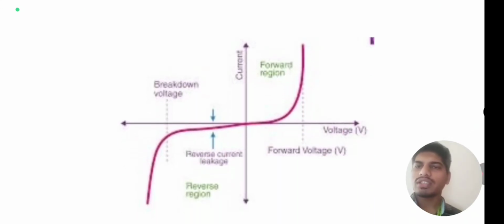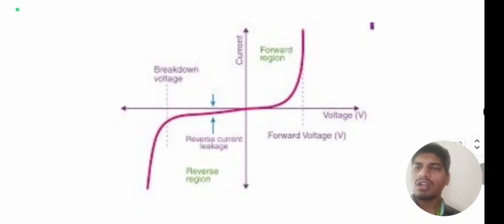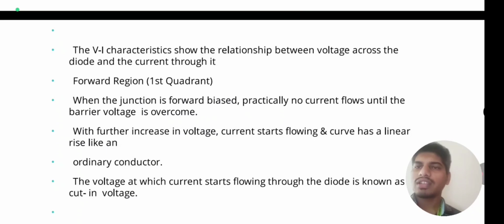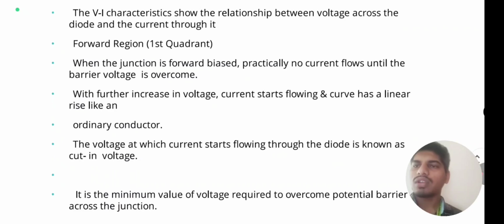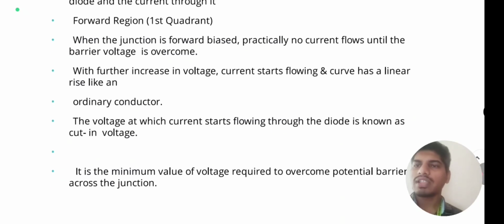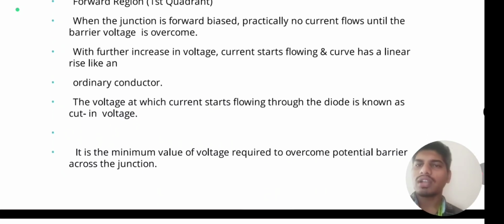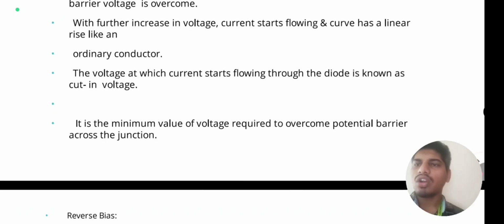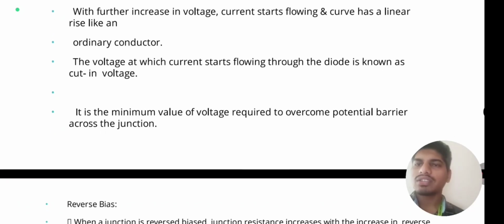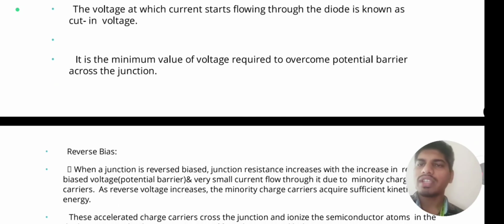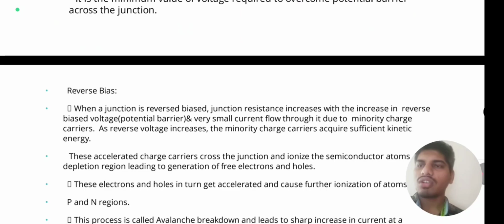Graph of the PN junction diode: current versus voltage. The VI characteristic shows the relation between the voltage across the diode and the current in forward region. When the junction is forward biased, practically no current flows until the barrier voltage is overcome. With further increase in voltage, current starts flowing and the curve rises linearly like an ordinary conductor. The voltage at which current starts flowing through the diode is known as cut-in voltage. It is the minimum value of voltage required to overcome the potential barrier across the junction.